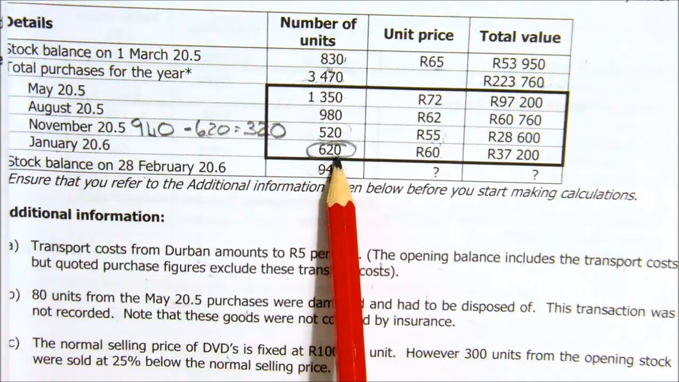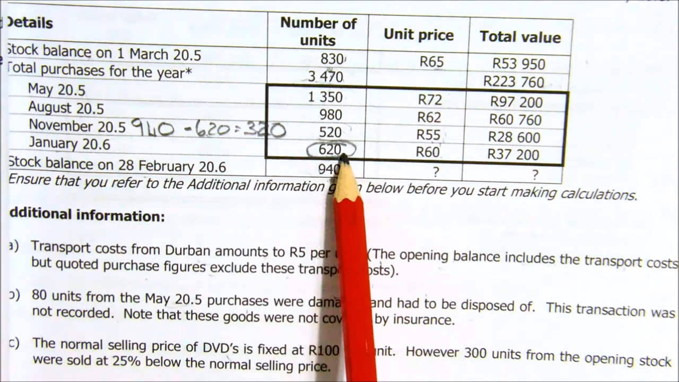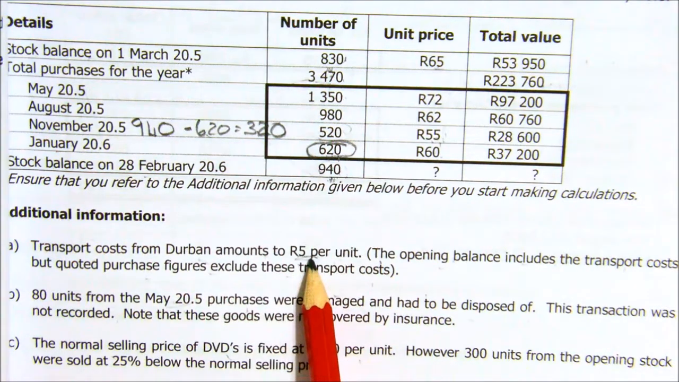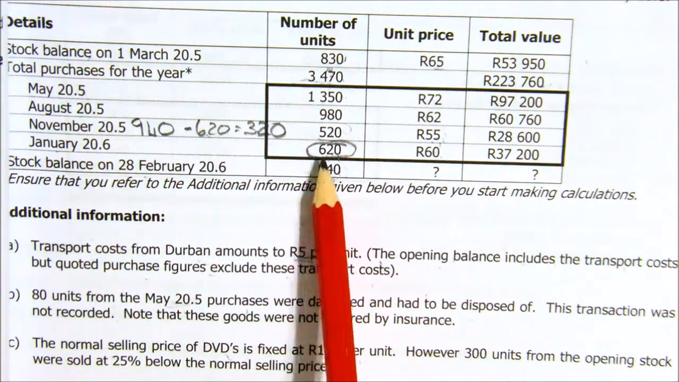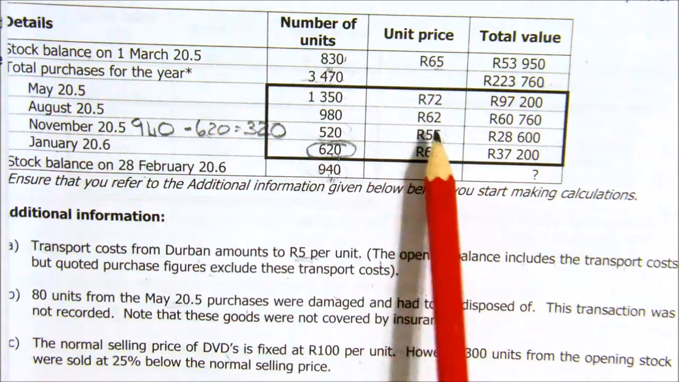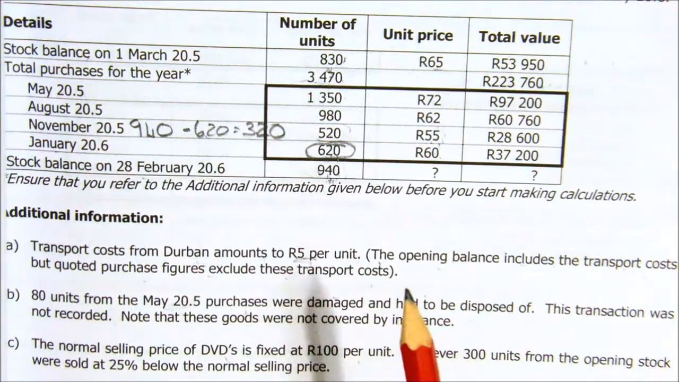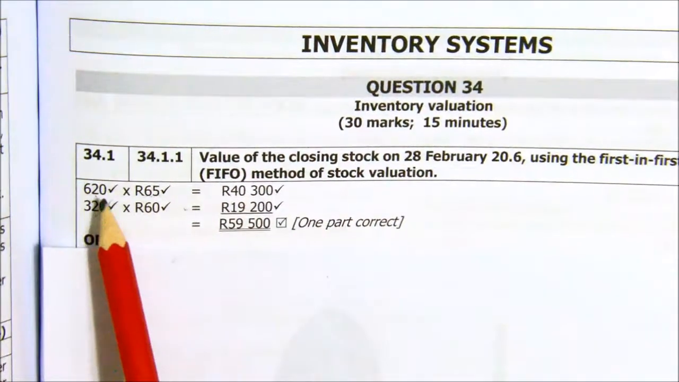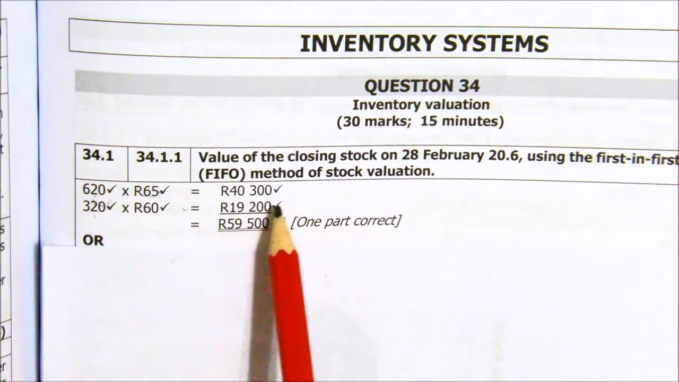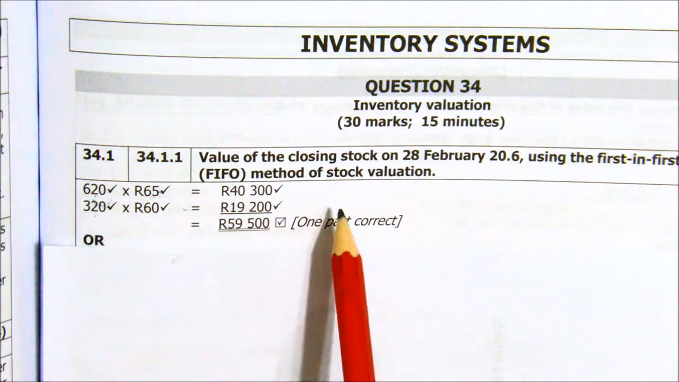Now, in the later stock in January, we bought 620 units. That 620 units was valued at 60 Rand plus an extra 5 Rand, remember? But we had 940. So 940 minus 620, there's another 320 units, and those are valued at 55 Rand plus the extra 5 Rand. So now if you look at your memo, you'll see the 620 times 65, remember to include that 5 Rand transport, the 320 times 60, and you've got a valuation of 59,500. That is using the first in first out method.